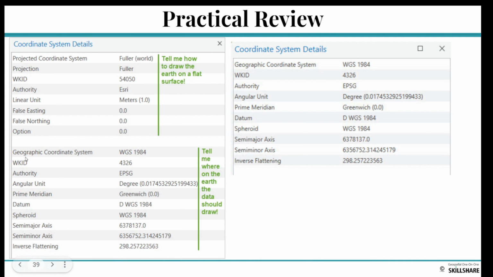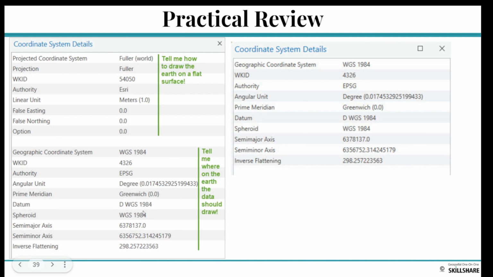However, we still have the geographic coordinate system here. And here it says that it's WGS 1984. If you see the well-known identifier or the WKID, you see that it's 4326 and the authority is coming from EPSG. The angular unit is in degree, which we've already spoken about. This is the prime meridian that was used. This is the datum that was used.